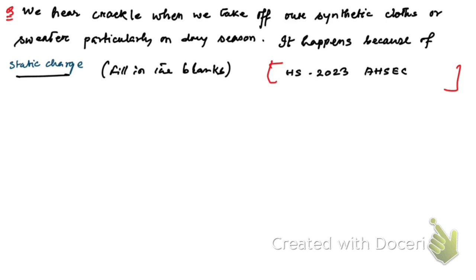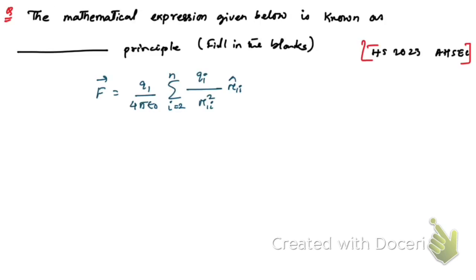Okay, so now let us take another question. Here we have a mathematical expression, and we should fill in the blank: this expression is known as what principle. So now you see, this is a superposition principle actually. This represents the force on a charge due to multiple charges in the surrounding of it. Okay, so this is nothing but the superposition principle.